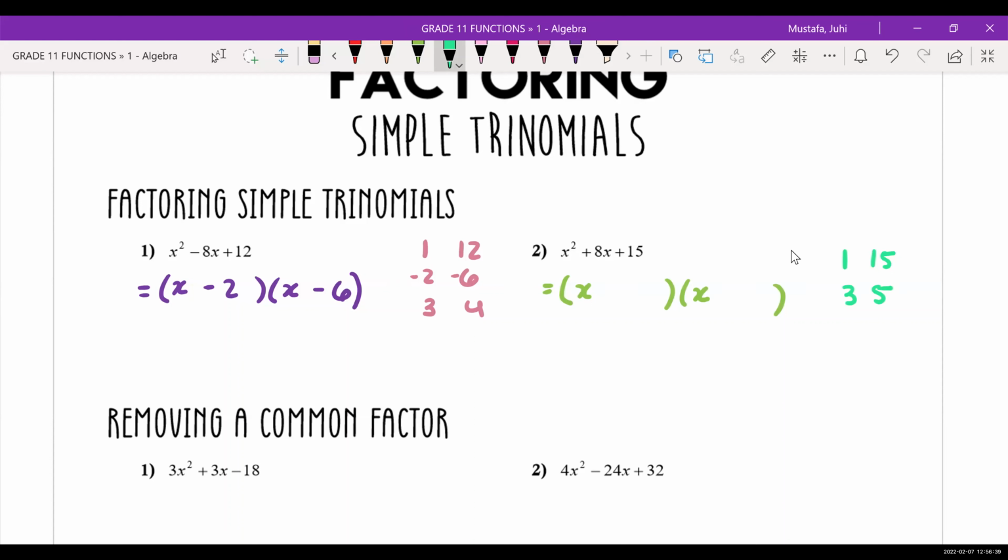Can I add 1 and 15 to ever give me the middle number, which is an 8? How about 3 and 5? Yeah, and I'm trying to get a positive 8. So what sign am I going to put in front of both of them? This has to be a plus and a plus. If I add those numbers, I should get the middle term. If I multiply those numbers, I should get the last term. And so it's pretty obvious the numbers have to be x plus 3 and x plus 5. And if you wanted to check, you would just FOIL it again and see if you get the right answer.